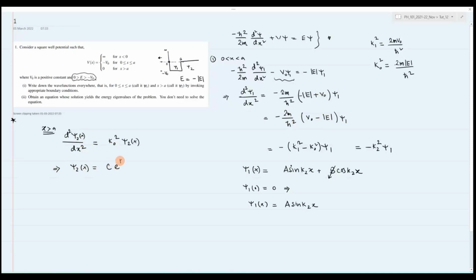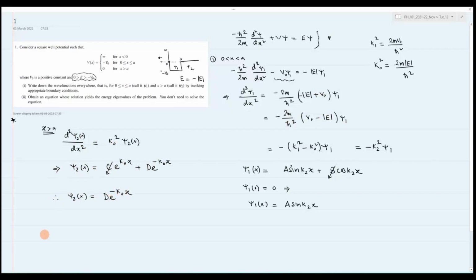So c e to the power k0x plus d e to the power minus k0x. Now again, if you see, at x tends to infinity, this psi will blow up if c is not equal to 0. So that's why c should be equal to 0, so that psi 2 is finite. So finally, our psi 2 of x will become d e to the power minus k0x.